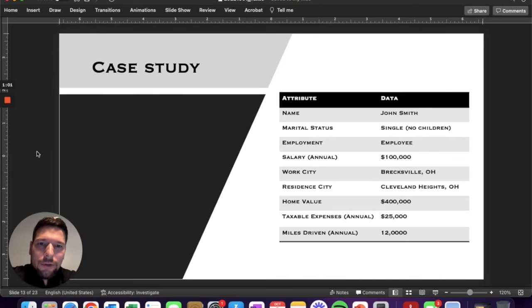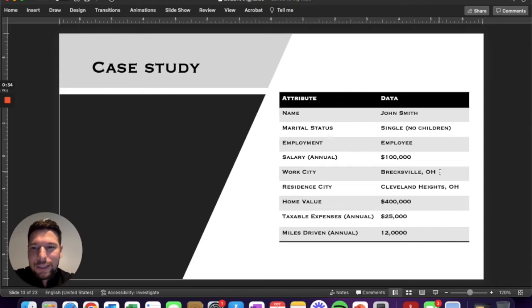And next, we'll go into a case study. We'll look at an individual with a certain set of circumstances, and then we'll go through each one of those different taxes and calculate out what that person would be paying for those taxes. And in this case study, we'll go through John Smith's life. He's got no children. He's single. He's an employee for a company who makes $100,000 a year salary, so a pretty significant salary.